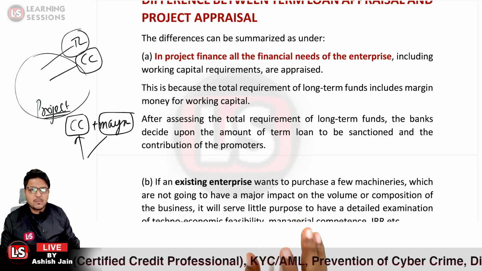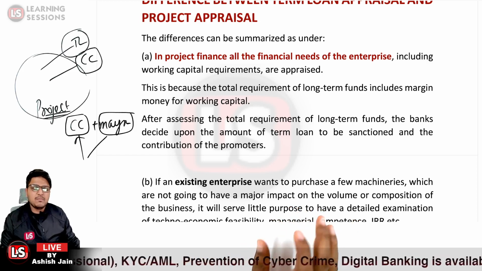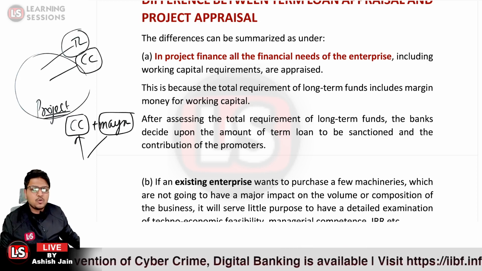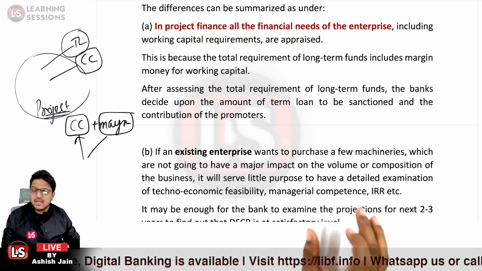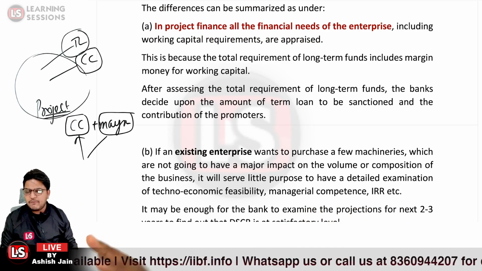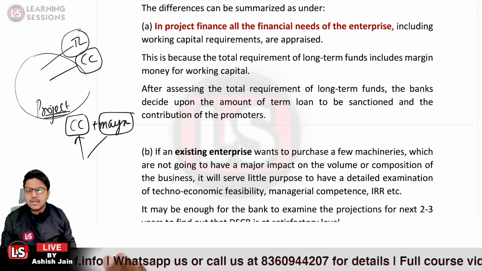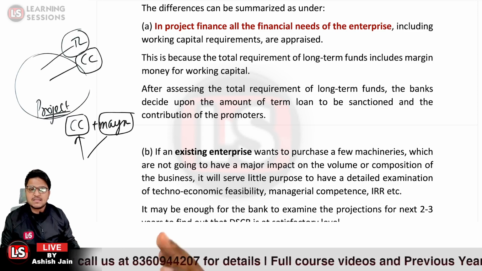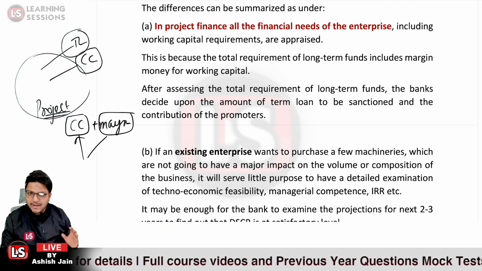So if an existing enterprise wants to purchase a few new machines, which are not going to have a major impact on the volume or composition of the business, it will serve little purpose to have a detailed examination of the techno-economic feasibility, managerial competence, IRR, etc. What does it indicate? That if we are going to start a new business, definitely we need to look into each and every aspect of the company and the project itself: whether the project is viable, whether it has feasibility, whether the management is competent enough. All these aspects must be looked into while sanctioning the loan.